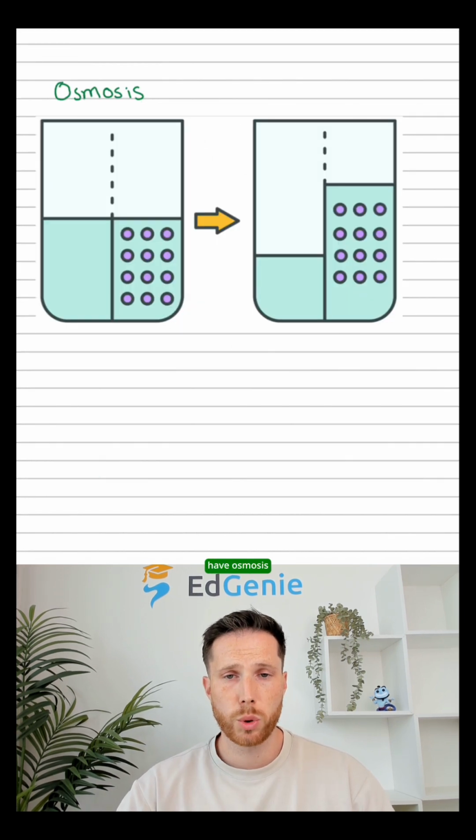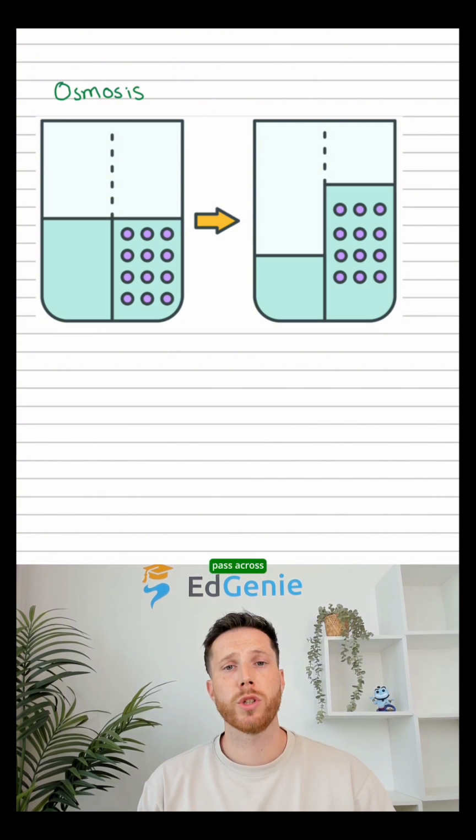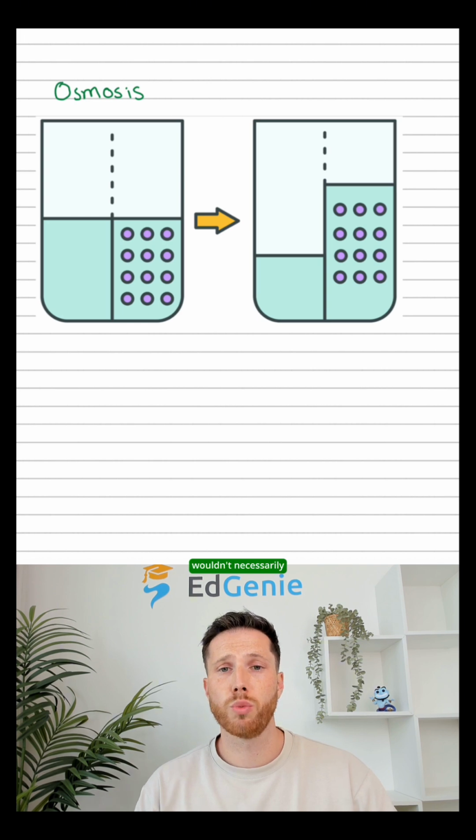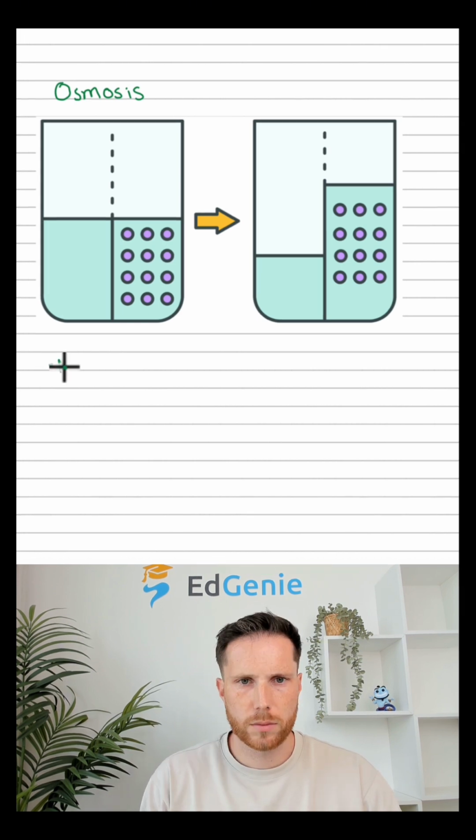Next up we have osmosis. So this is the movement of water molecules across what we call a partially permeable membrane. And that's a membrane which will allow some things to pass across, but not all things. Now, water molecules are very small, so they're able to pass through the partially permeable membrane, but larger molecules like solute molecules wouldn't necessarily be able to pass through it.